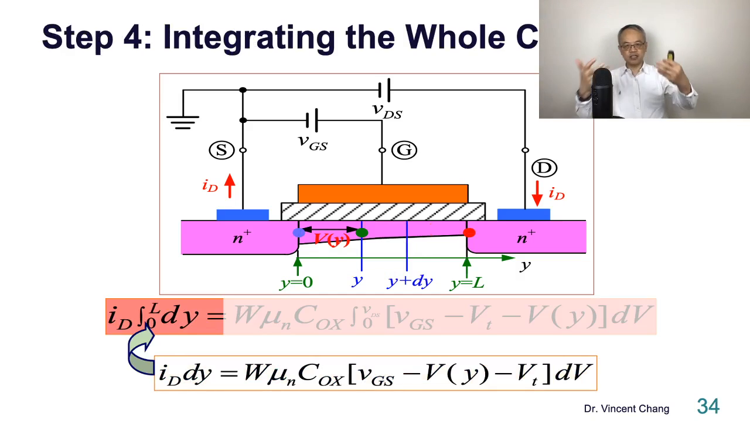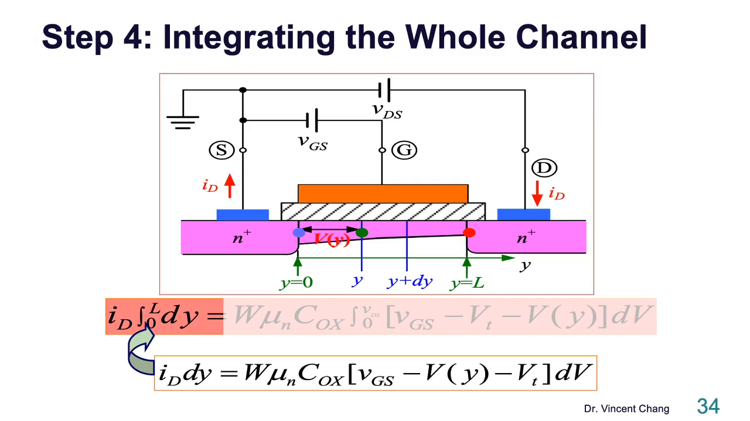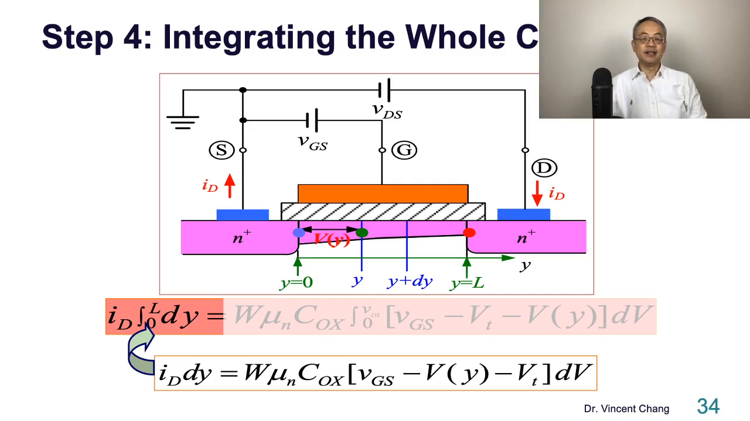So now, let's move on to the last step, then integrating the whole channel. Because we just found the relationship between current and voltage within a very small segment. To get the whole IV characteristic, we got to integrate the whole channel. On the left-hand side is position, the length, y. On the right-hand side is voltage.